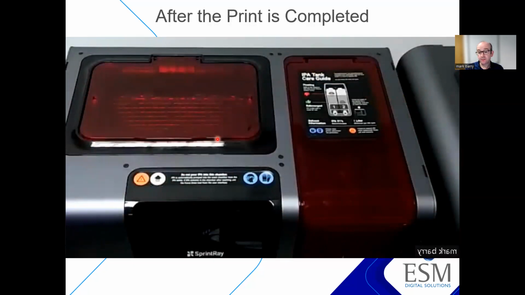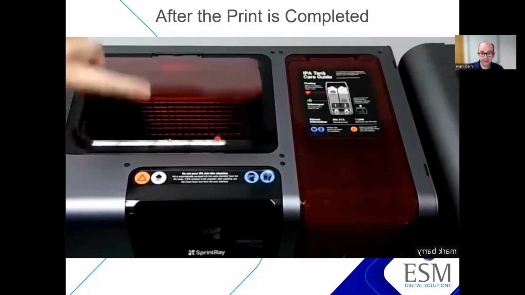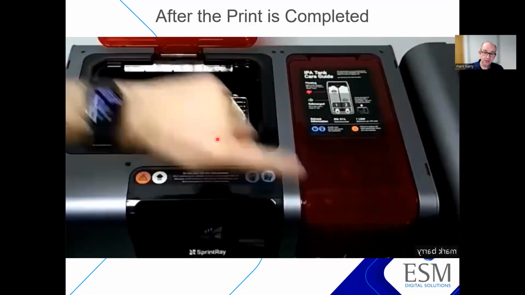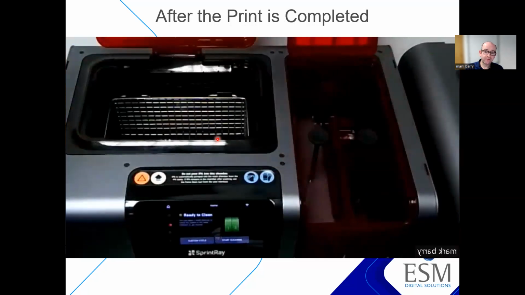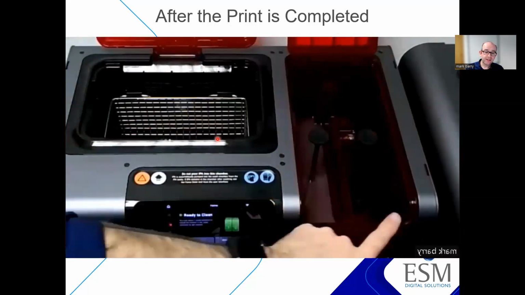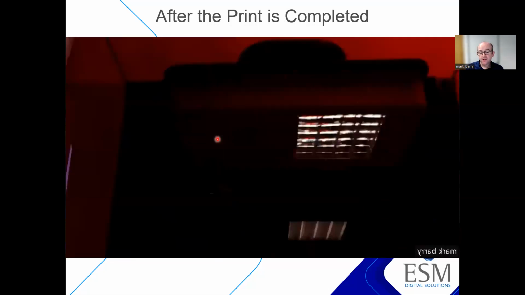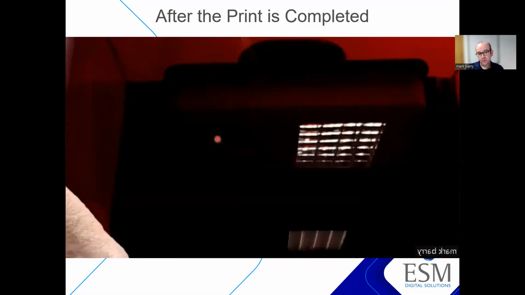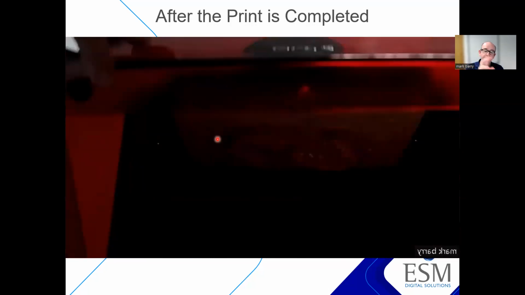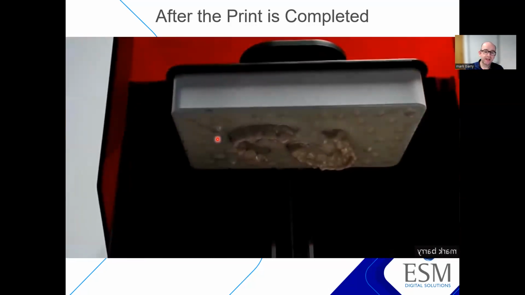So when the print is completed, we're going to wash the print. Here's just an example of the SprintRay solution. We've got this chamber, that's where the build platform goes. And then on the right-hand side, we've got these two other chambers with IPA in them. What happens is in chamber one, IPA is pumped in and sprayed apart. Chamber two, IPA pumped in again and sprayed apart.